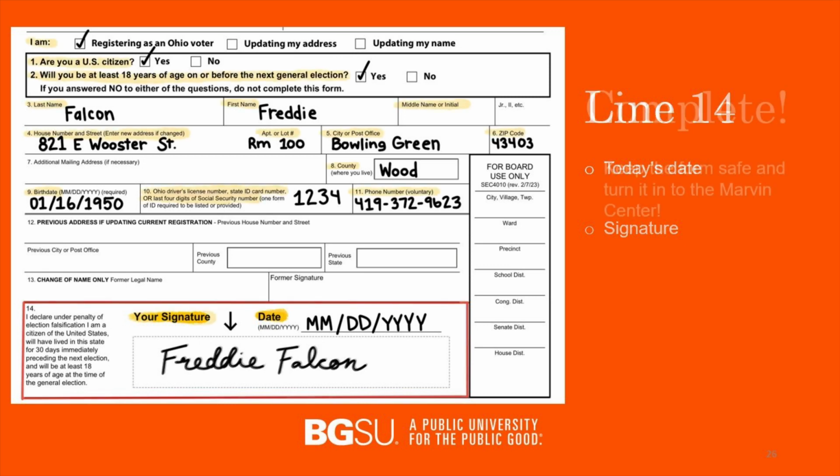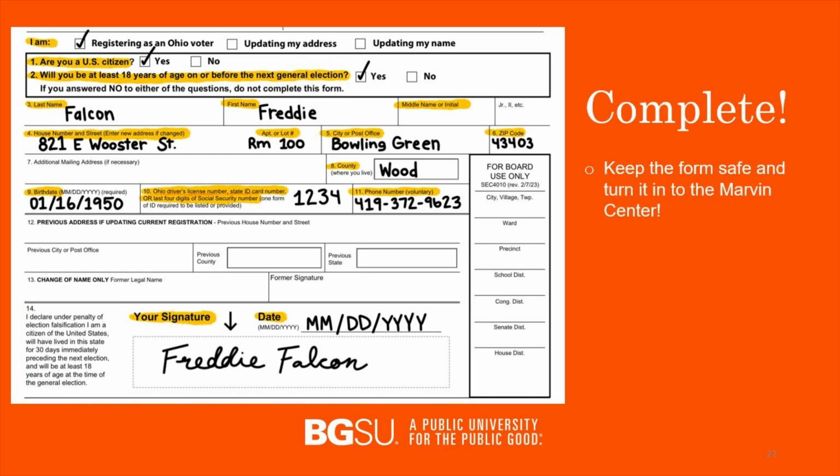Once the voter has successfully filled out the form, it is very important to double-check their responses to avoid mistakes that would void the voter registration. If everything is correct, send the voter on their way and put their form in a safe place. Remember that these forms have people's sensitive information on them, and handle them with care.